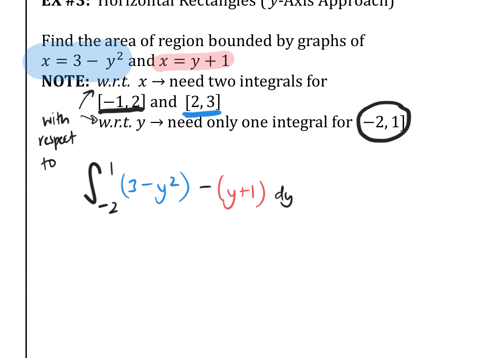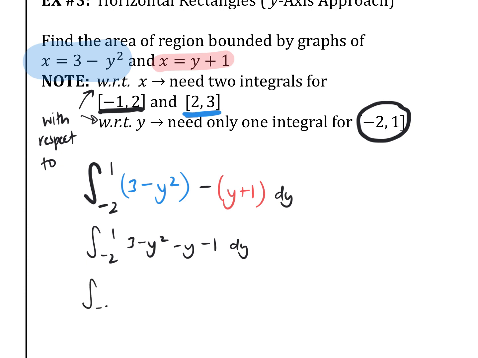Another thing you should note here is that I only have one variable. I've got y and a dy. If I was using x, I should only have something in terms of x. Same thing, my bounds here are in terms of y because I'm given a function in terms of y. So let's do a little bit of algebra here, simplify it, and then we can integrate it. If I integrate from -2 to 1, this would be 3 minus y squared minus y minus 1.